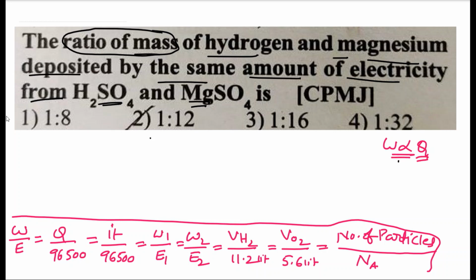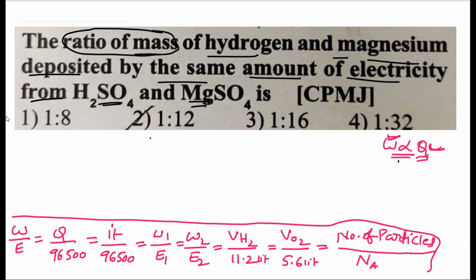That means the weight of the substance deposited at electrodes is directly proportional to the quantity of electricity which is passed through the electrolyte. That means if you pass more current, more substance is going to deposit. This is Faraday's first law.